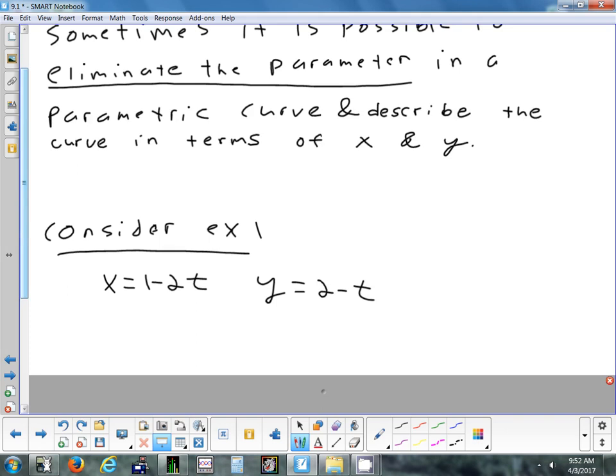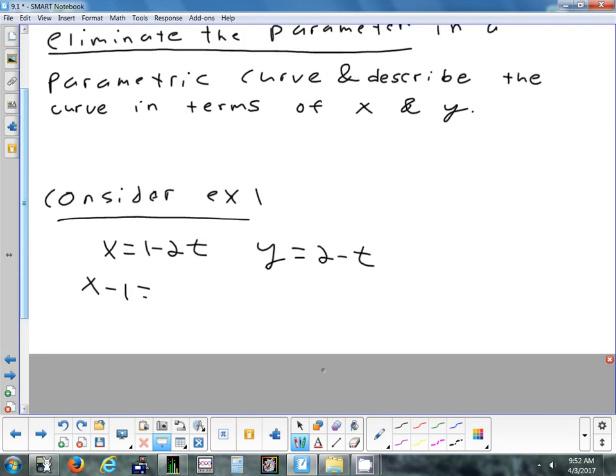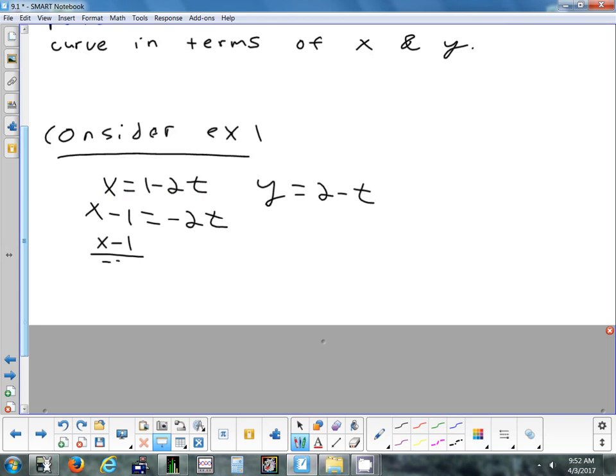Yeah, solve for t in which equation? If you solve for t in the y and then fill it in here, you're going to end up with x equals. Yeah, let's solve for t in the x equation. So we get x minus 1 equals negative 2t. And then what would I do to get t by itself? So I could put x minus 1 divided by negative 2 equals t.